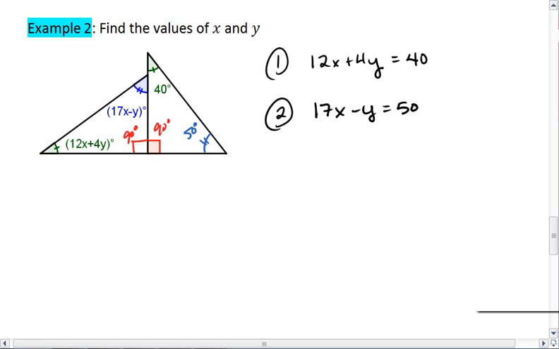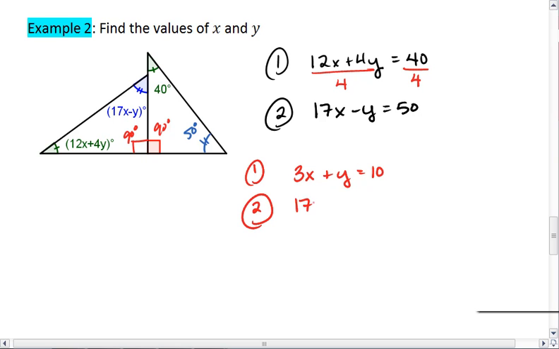Now there are a number of ways that you could solve this. You could solve the second equation for y and then plug that value into the first, or you can add or subtract the equations. I'm going to show you what it looks like if you add or subtract the equations. For the first equation, I'm going to alter this a little bit by dividing through by 4 on both sides. So I get 3x plus y equals 10, because I took the whole equation and divided both sides by 4. You'll see why I chose 4 in just a moment.